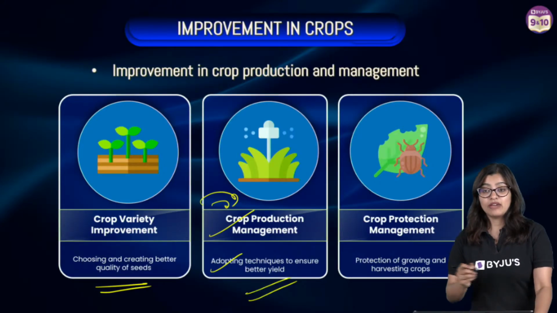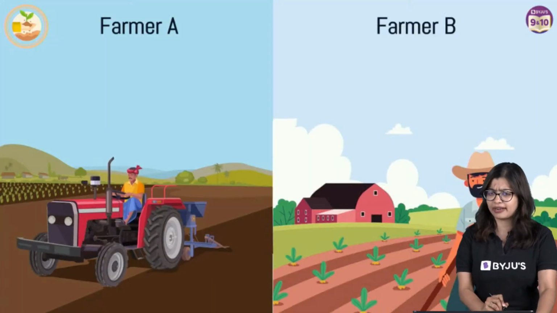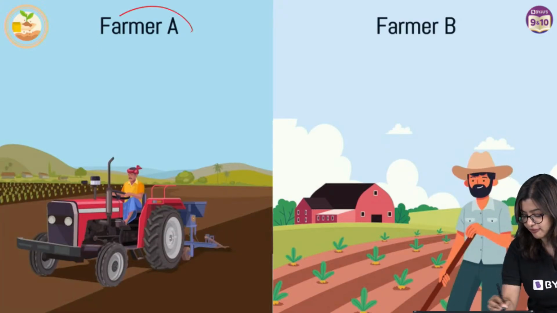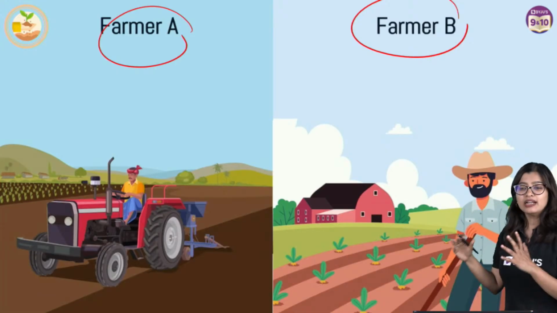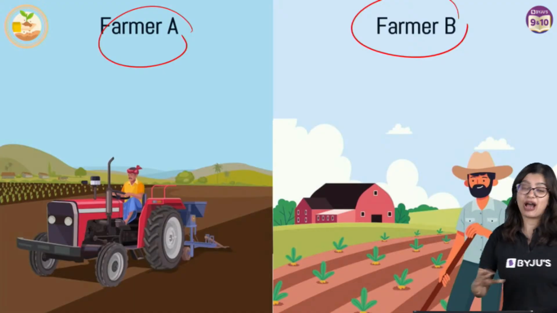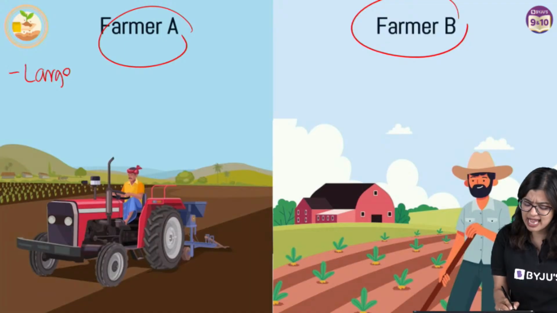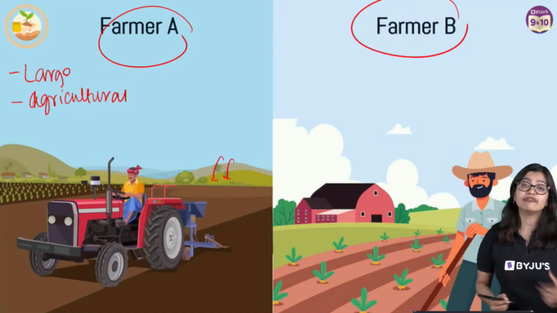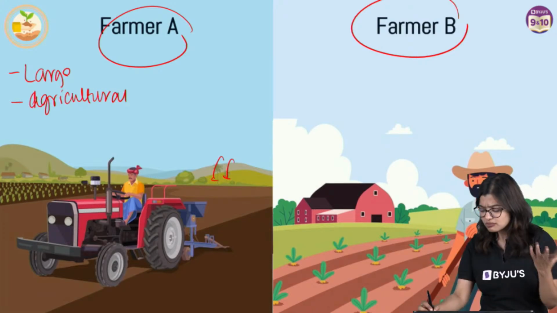Yes. Now, if you think about it, in order to understand how this production management is different from variety, let's take an example of farmer A and farmer B. Farmer A is a little more well off because he has a larger area of land. We see that he has agricultural tools. Maybe he has access to some money, which means that he can buy fertilizer and so on and so forth. So we see that he has access to maybe various technology.